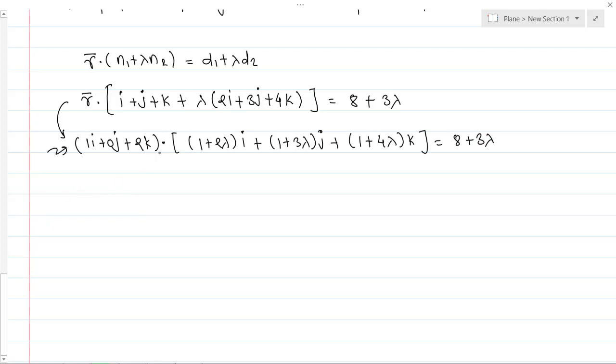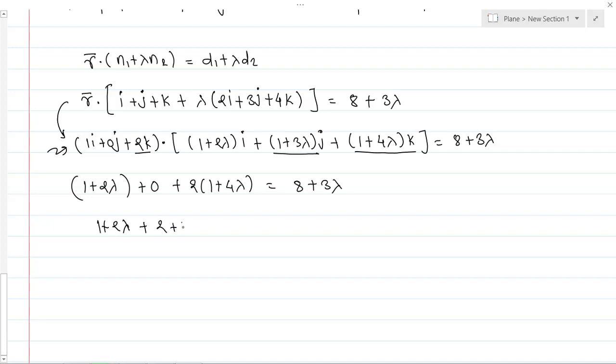So let's take the dot product of the first vector and the second vector. So you will have 1i dot 1 plus 2 lambda i, which gives 1 plus 2 lambda. Then we have 0 dot, which is nothing but 0, plus 2k dot 1 plus 4 lambda k, which is nothing but 2 into 1 plus 4 lambda, equals 8 plus 3 lambda. So it is 1 plus 2 lambda plus 2 plus 8 lambda equals 8 plus 3 lambda.